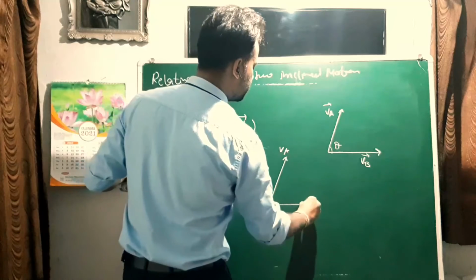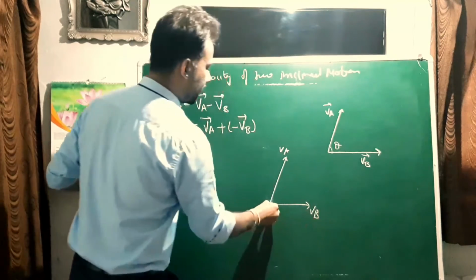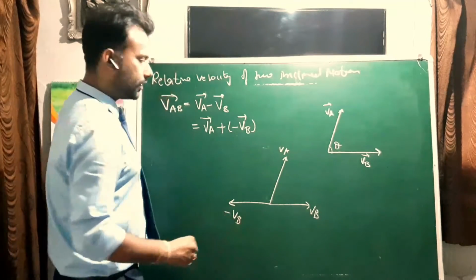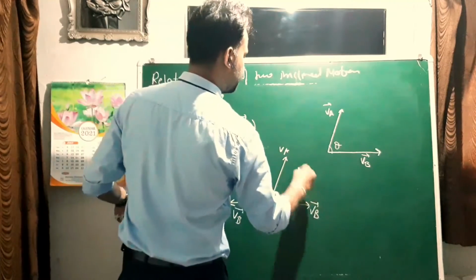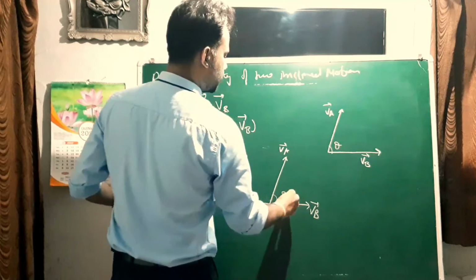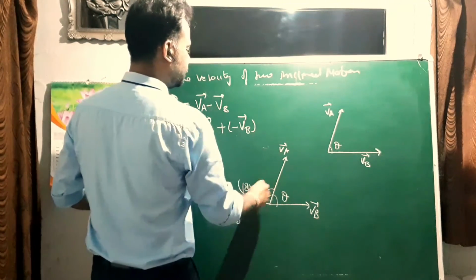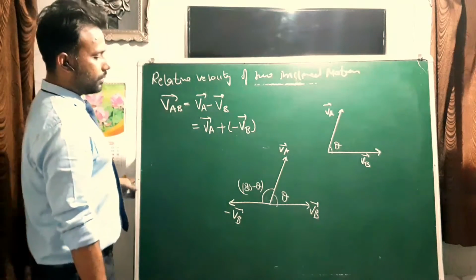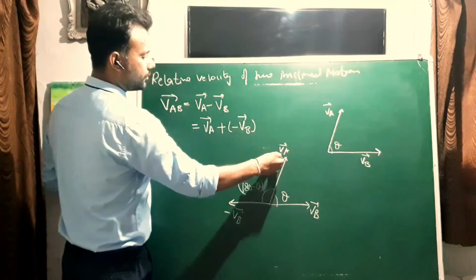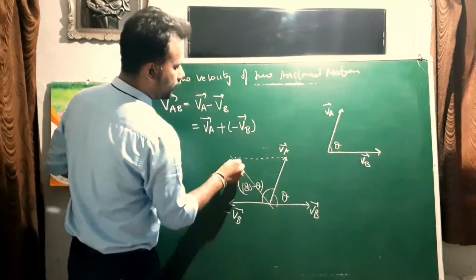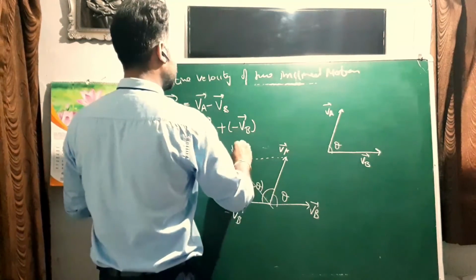VB was here, so minus VB will be here. This will be minus VB, right? Here the angle was theta, so now this angle will become 180 minus theta. Now by the parallelogram law of vectors, you can find out the relative velocity VAB.